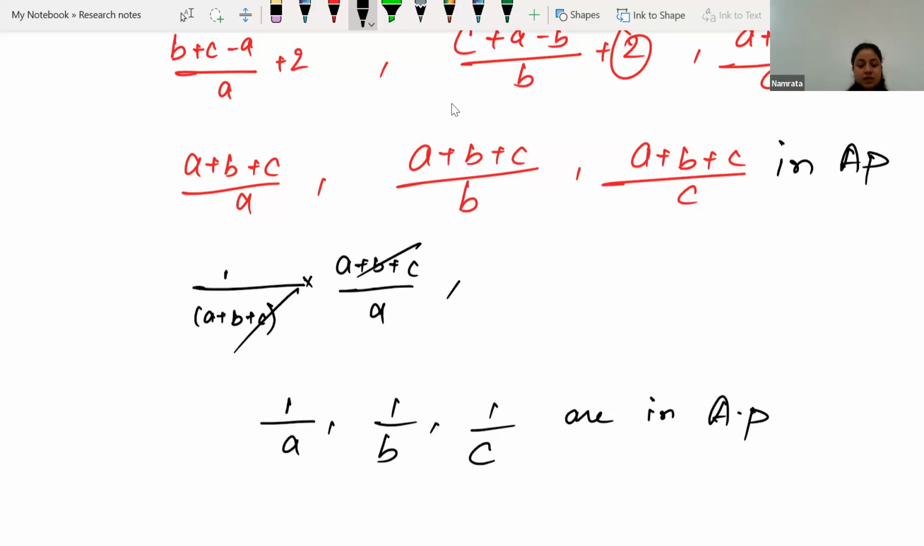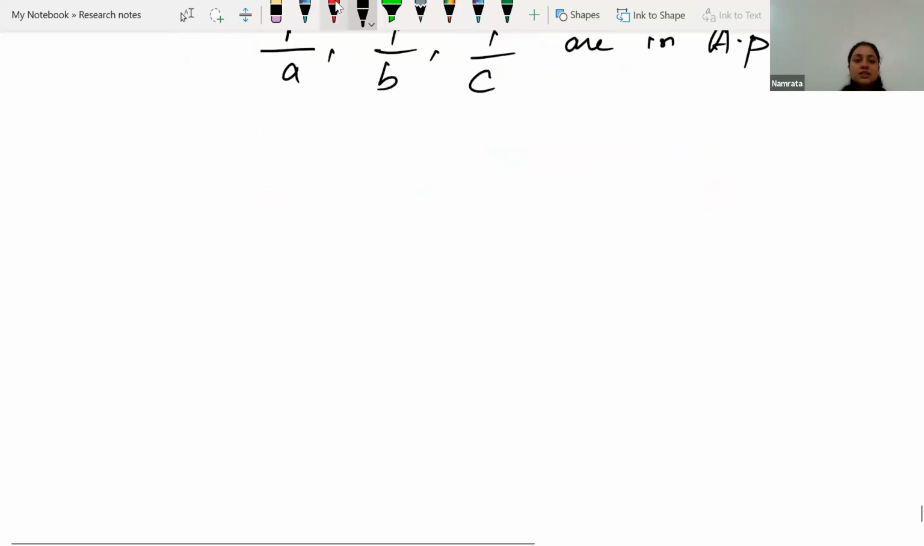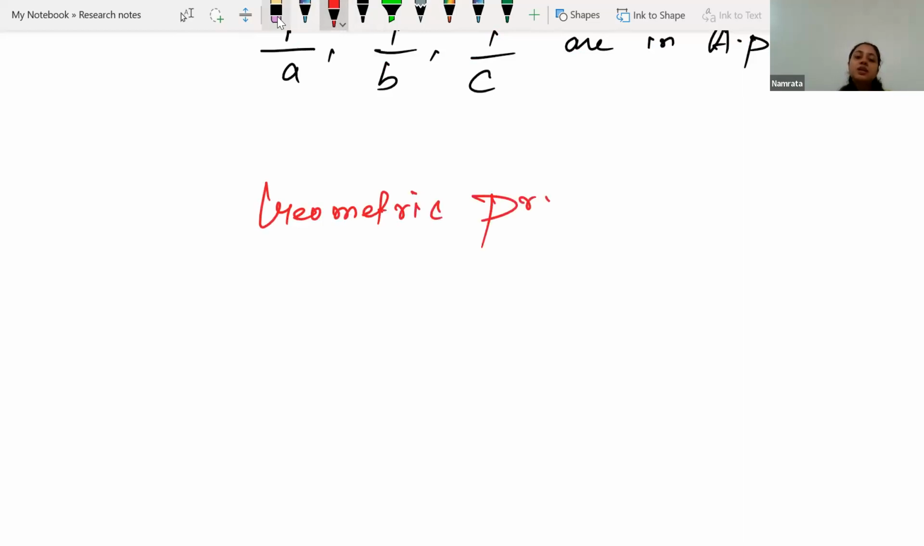Yes, ma'am. So this is the complete discussion about arithmetic progression. I wanted to start geometric progression. Let's see a few questions and just the formula related to geometric progression. Just like arithmetic progression, there is a geometric progression. What is geometric progression? Here, the way we had the common difference in arithmetic progression, we will have the common ratio.